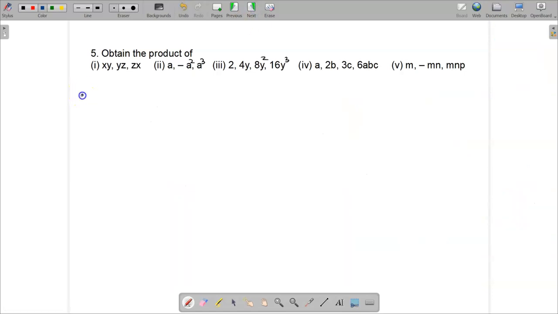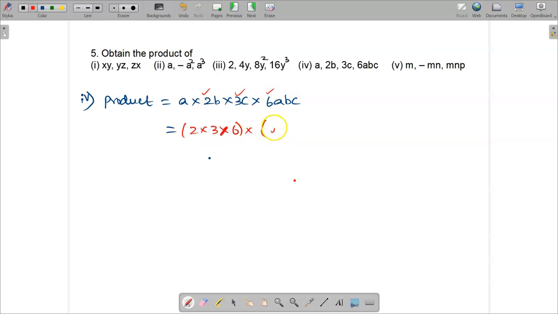Coming to the fourth problem, the product is given by the first term a, second term 2b, third term 3c, fourth term 6abc. So just multiply the constants. What are the constants available? 2 into 3 into 6. What are the variables available? a, here it is b, here it is c, here it is abc. abc I can write as a into b into c. So 2 3s are 6, 6 6s are 36.